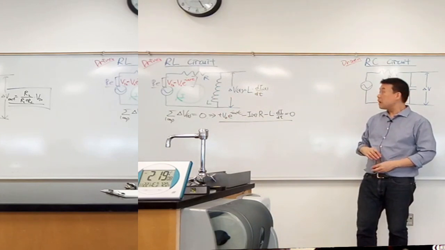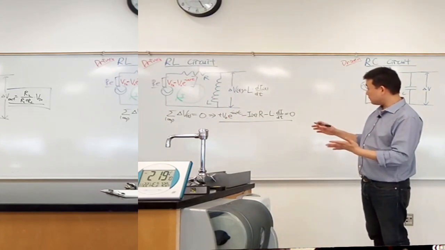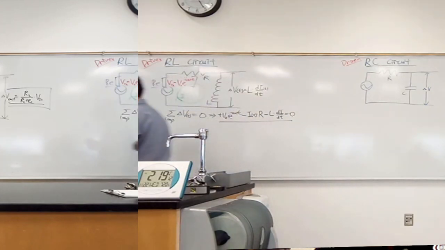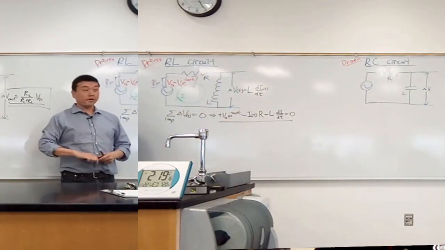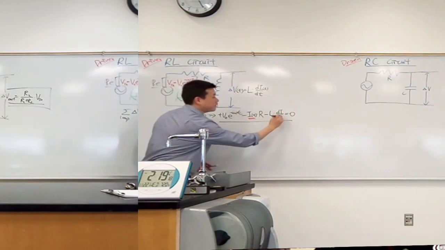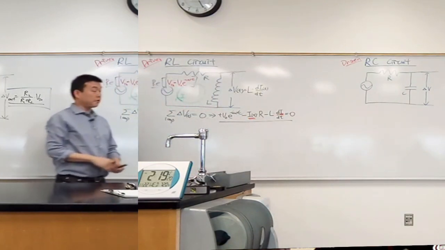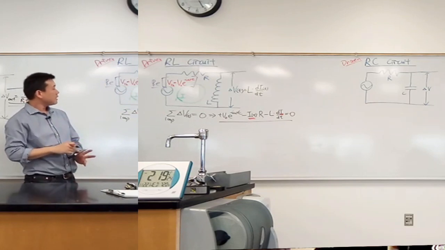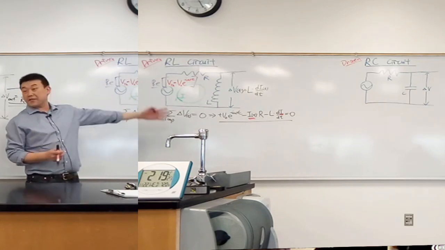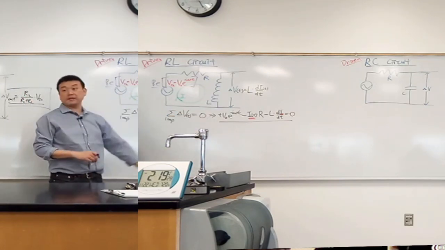Yes? All right, so this is an inductor circuit, so it's actually pretty simple. There's no capacitor there, so no Q to worry about. All I have is current I. So that's the only unknown. So I don't need any other equations. This is my one equation that I need.